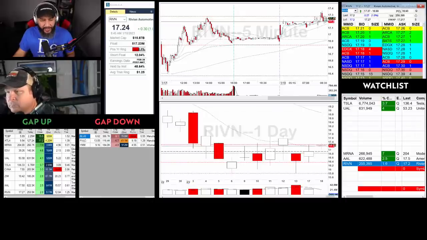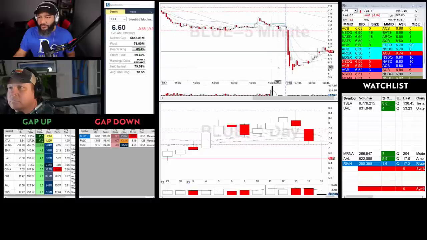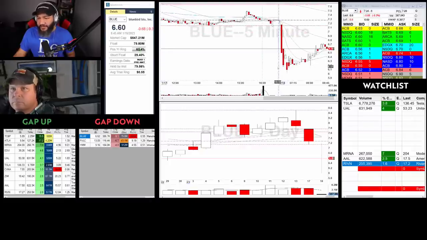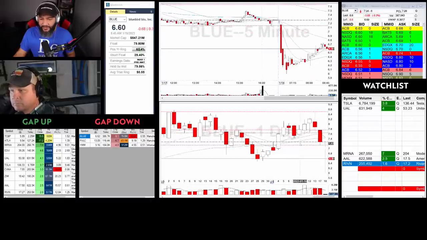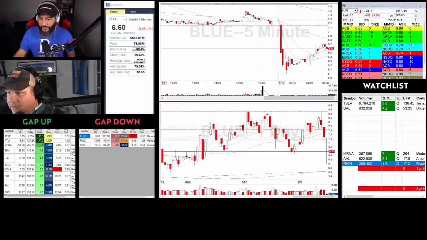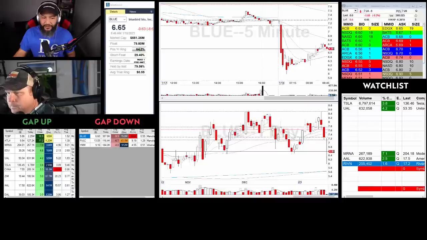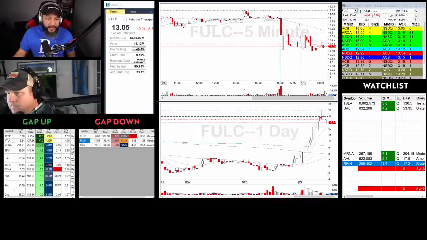Gapping down this morning, we have Blue, which again, just doesn't look all that good right now. Down 9.3, 387,000. Again, once we start getting below 10 bucks here, guys, it's a whole different animal to trade. It's on news of a possible secondary as well. So not even great news, guys. So we'll leave that alone.